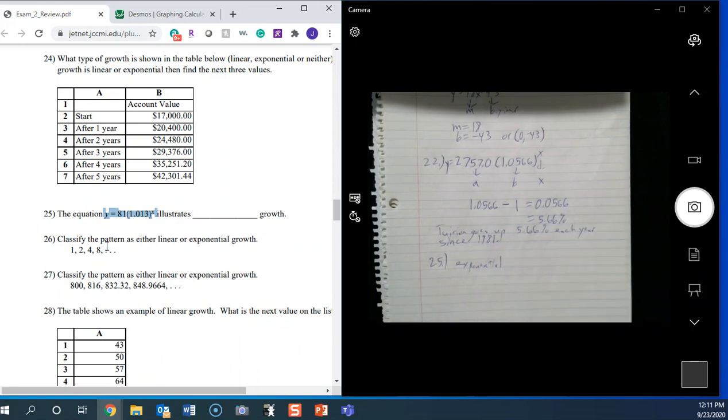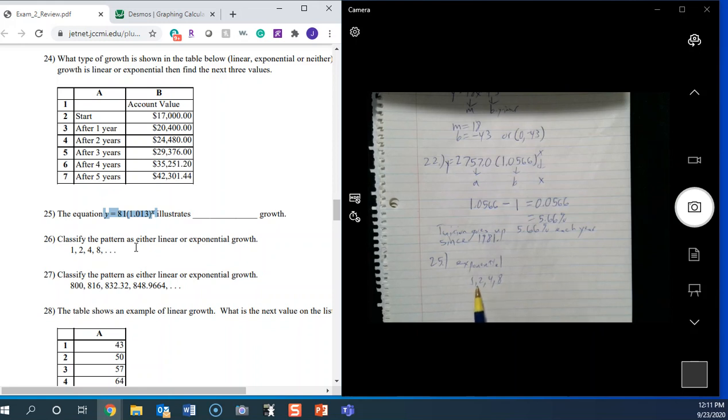Now it says here, classify the pattern as either linear or exponential growth. So we have 1, 2, 4, 8. First thing I will always suggest is to add or subtract to see if you get these values. If we added 1 to this one, that would give us 2. But adding 1 to 2 would give us 3. So we know linear is gone.